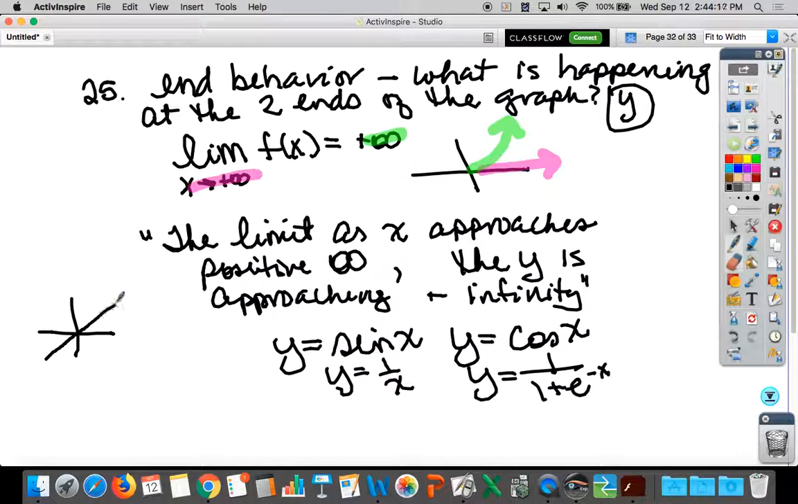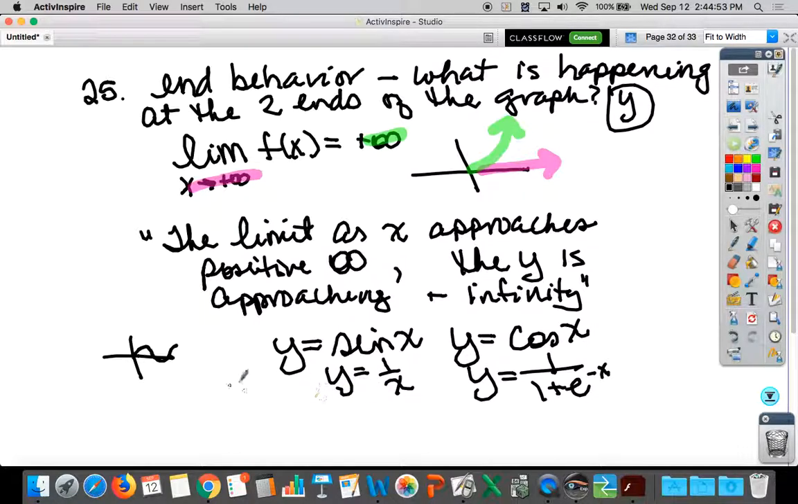If we're doing y equals x squared, as I'm going to the right, this is going to positive infinity. You see what I'm talking about? The ones that do not have that are sine, because it's oscillating. It goes positive, then negative, then positive, then negative. Cosine does the same thing.